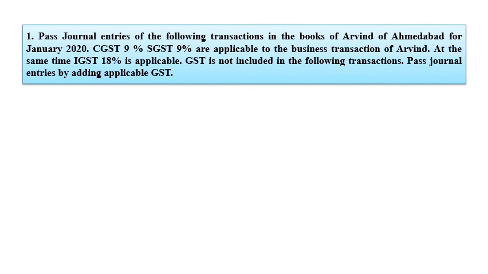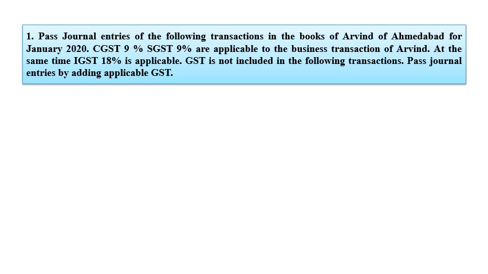Pass journal entries of the following transactions in the books of Arvind of Ahmedabad for January 20. CGST 9%, SGST 9% are applicable to the business transactions of Arvind. At the same time, IGST 18% is applicable. GST is not included in the following transactions. Pass journal entries by adding applicable GST.